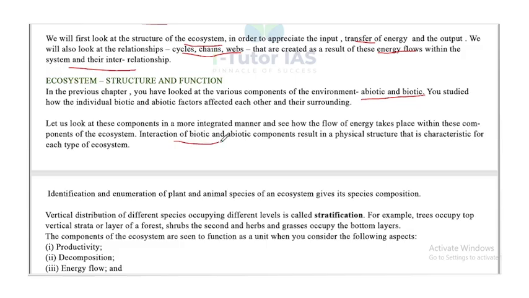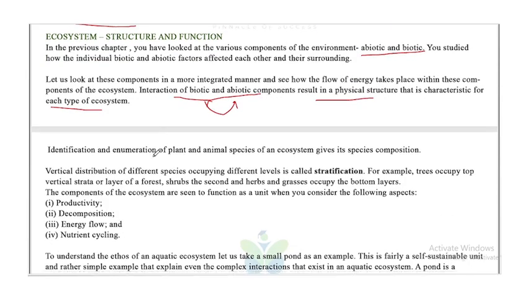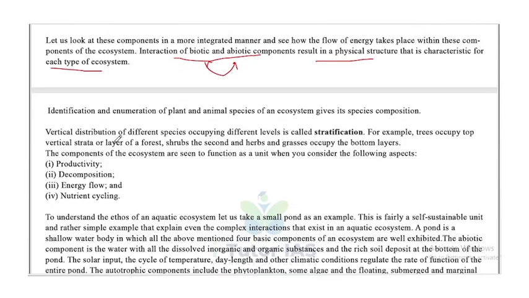Interaction of biotic and abiotic components results in a physical structure that is characteristic for each type of ecosystem. So, interaction between biotic, living and non-living components will result in a physical structure that is characteristic for each type of ecosystem. Identification and enumeration of plant and animal species of an ecosystem gives its species composition.